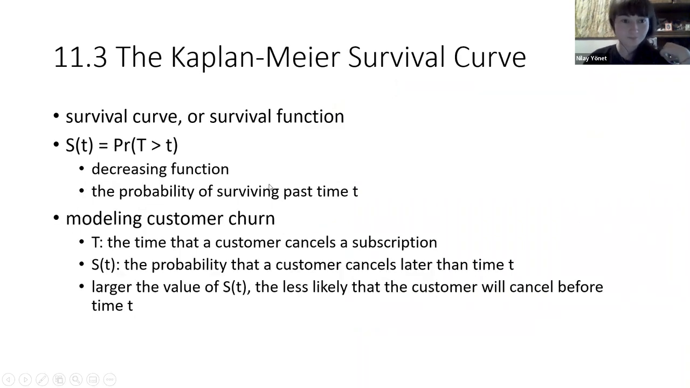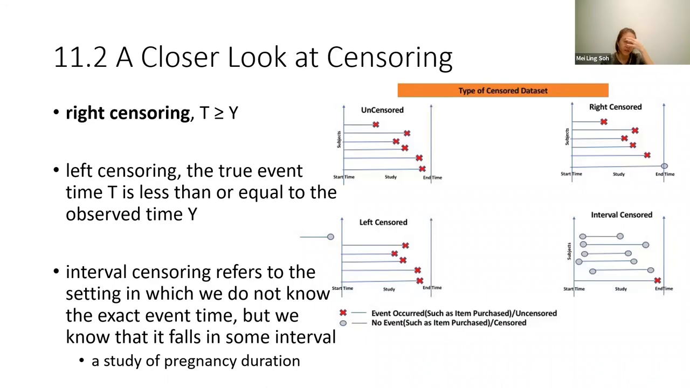So I will pass. But just now, that interval censoring, right? You say it's used in the study of pregnancy duration. Because you say it refers to the setting in which we do not know the exact event time. But what is the event? Was it the pregnancy duration or was it the birth of the baby? What's exactly the event?